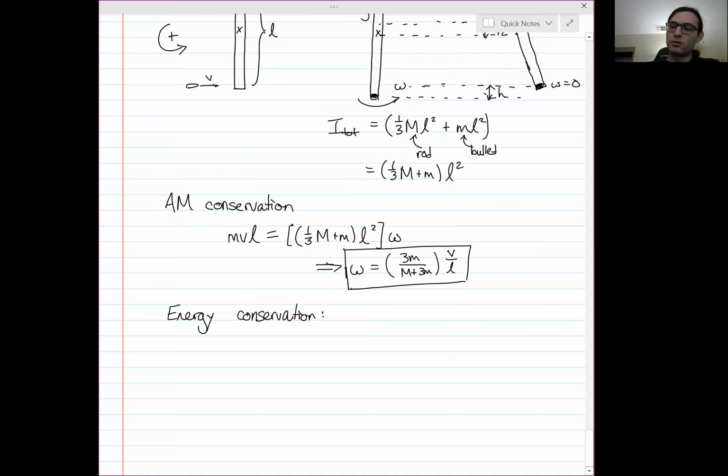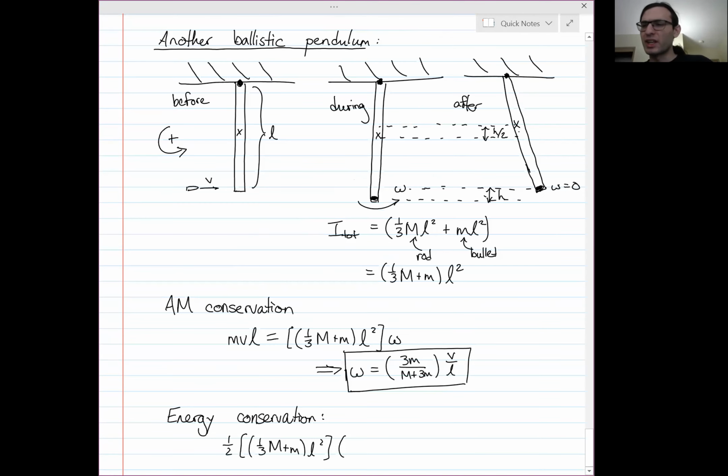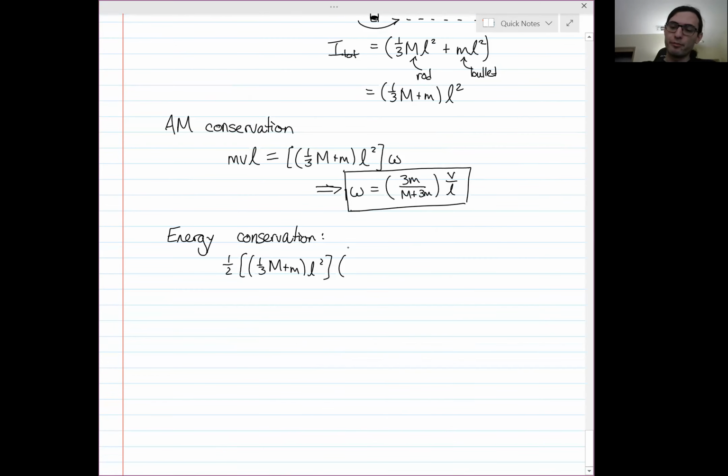is initial 1/2 times the moment of inertia, (1/3 M plus m) L squared. Oh, by the way, there definitely is a force that does torque, and that's gravity. But we're going to treat that as an internal force, like we usually do, and so that becomes a potential energy. Let me write this more explicitly.